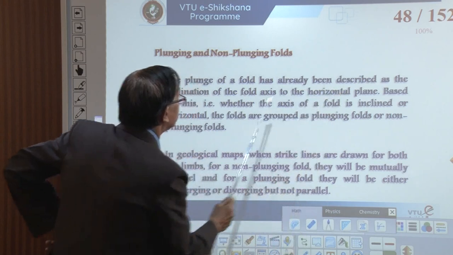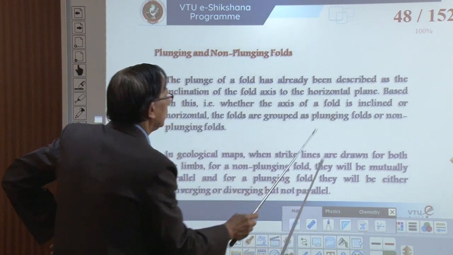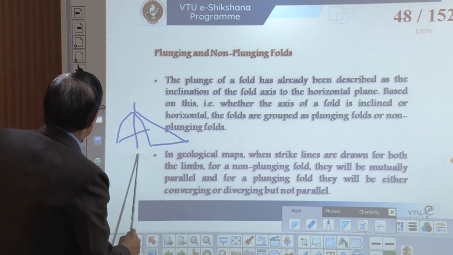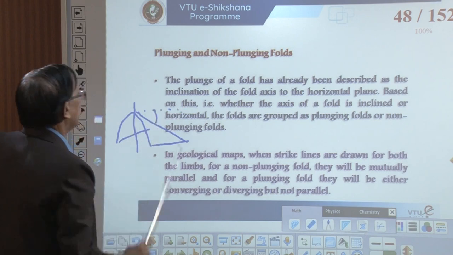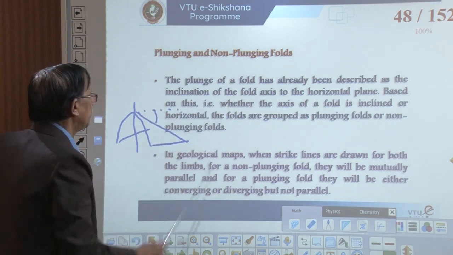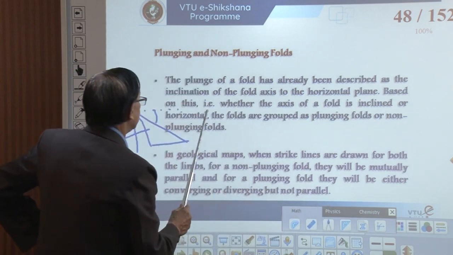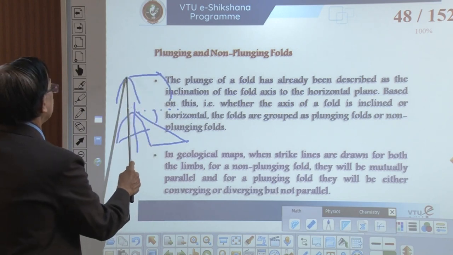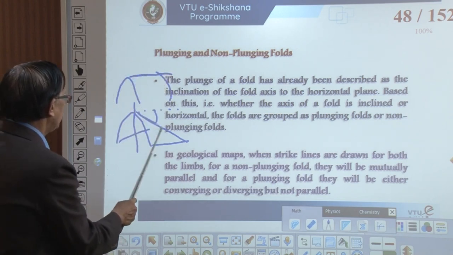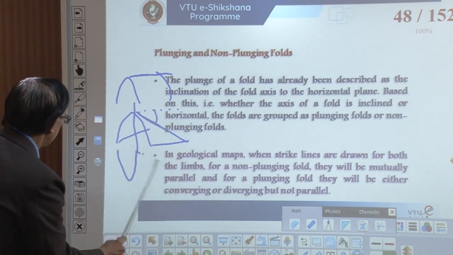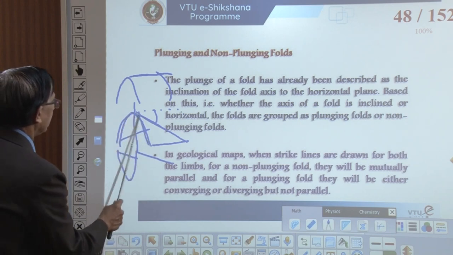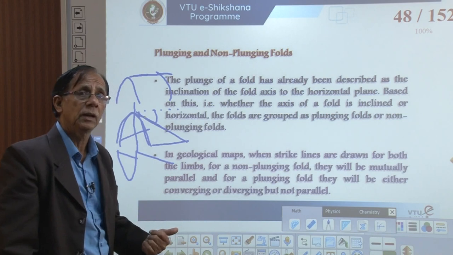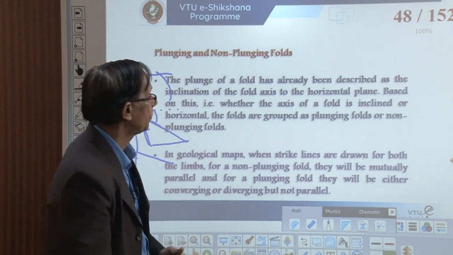The plunge of a fold has already been described. Just now I said it is the inclination of the fold axis to the horizontal. This is this inclination. Then this kind of fold is called a plunging fold. Based on whether the axis of the fold is inclined or horizontal, that is, if the axis is horizontal, non-plunging; if the axis of the fold is inclined, plunging syncline, plunging anticline, we can classify the folds. This has another significance, especially in eroded terrain, where we have to arrive at what kind of fold it is.